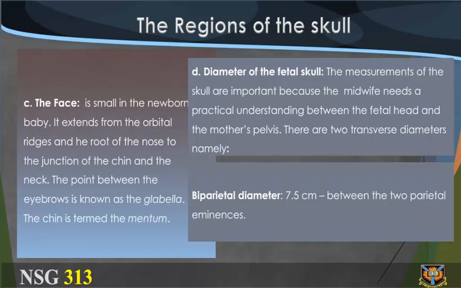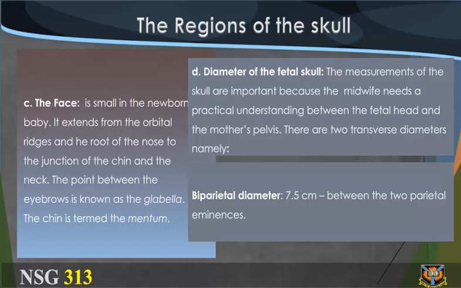C. The face is small in the newborn baby. It extends from the orbital ridges and the root of the nose to the junction of the chin and the neck. The point between the eyebrows is known as the glabella. The chin is termed the mentum.